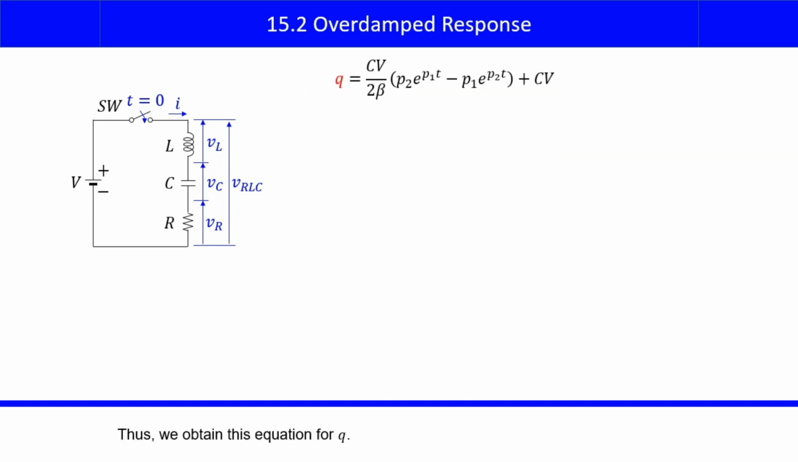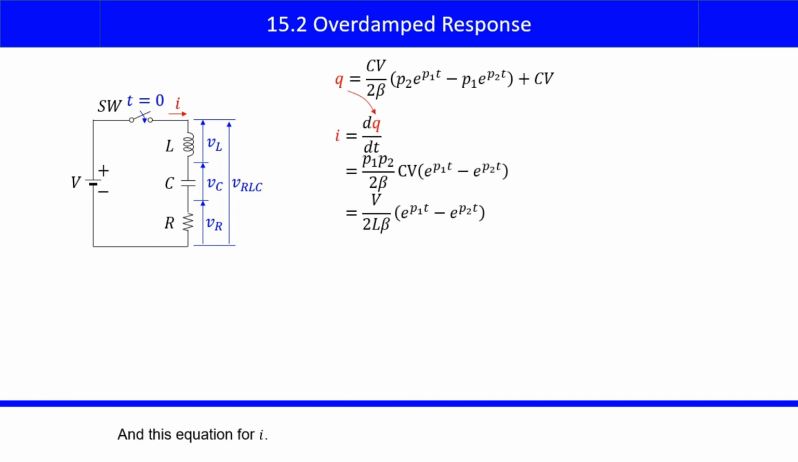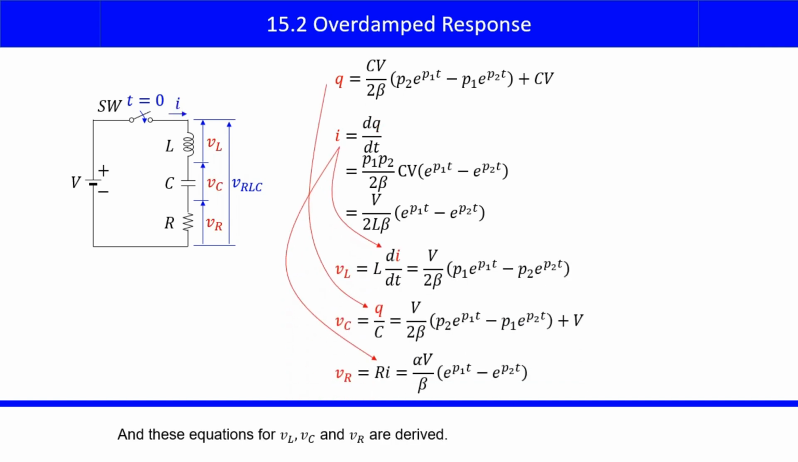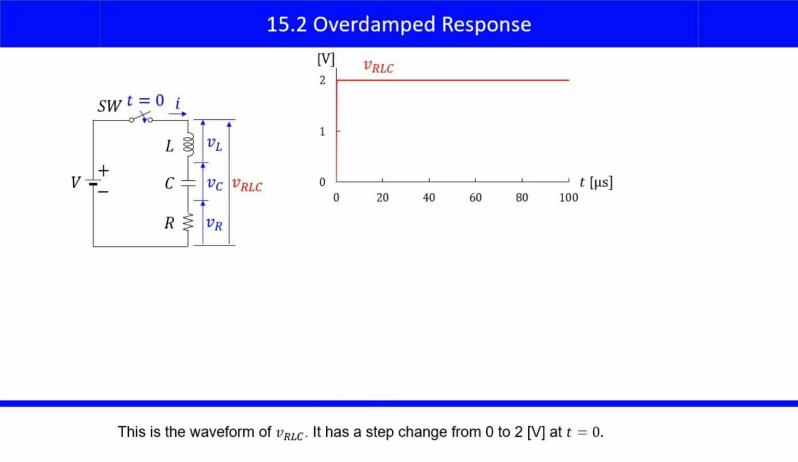Thus, we obtain this equation for Q, and this equation for I. And these equations for VL, VC, and VR are derived. This is the waveform of VRLC. It has a step change from 0 to 2 volts at t equals 0.